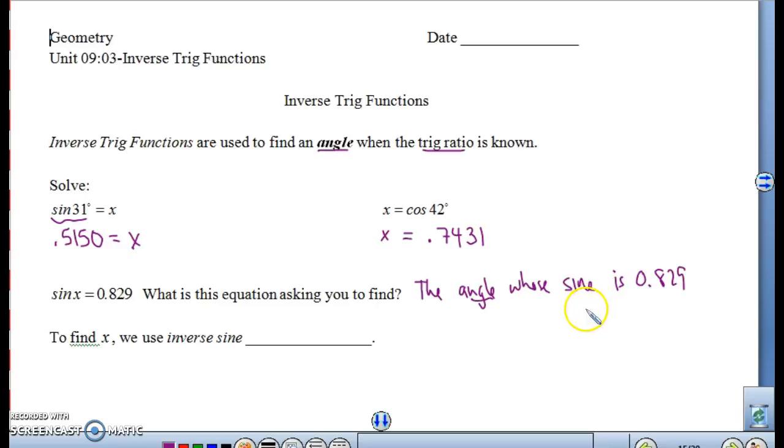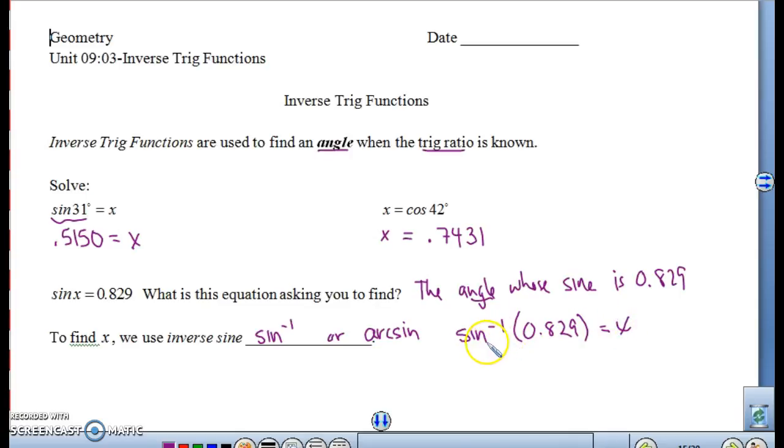All right, so how do we do that using the calculator? Well, to find x, we use what's called inverse sine. On your calculator, it looks like this, sine inverse of x. Now, you may also see it on other applications as arc sine. If you use it on your Desmos graphing calculator on your laptop, it would be arc sine. All right, so if we have sine of x is equal to 0.829, to figure out the value of x, what you have to do is sine inverse of 0.829 is equal to x.